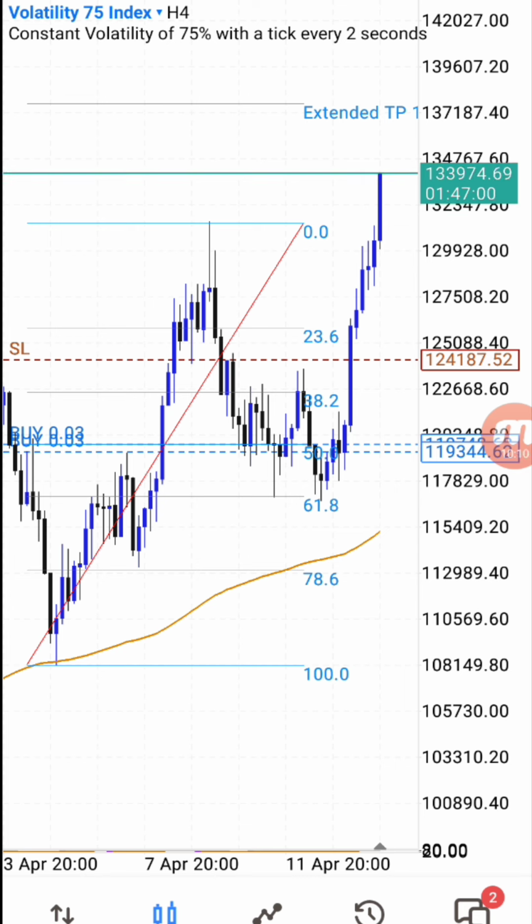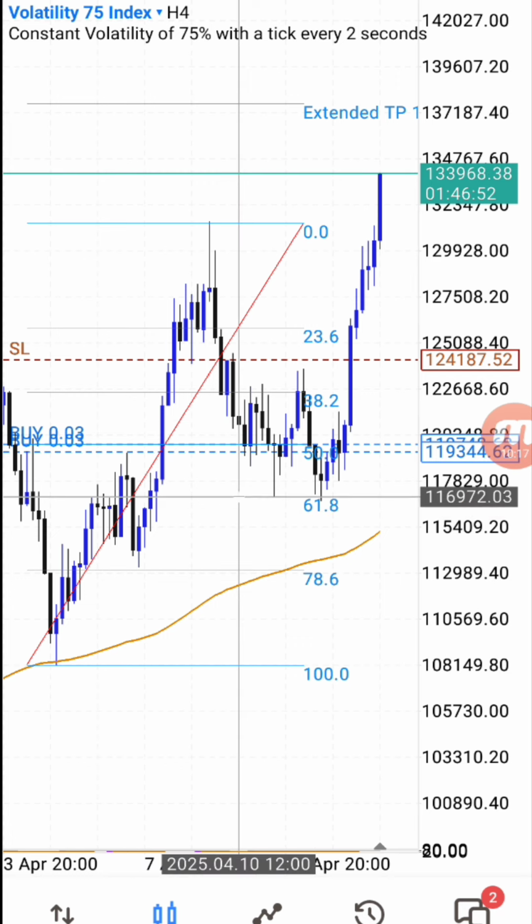Take note that if you are trading on a higher time frame, the level that you're going to use as your stop loss is going to be huge. Of course, this is the 4 hours time frame.